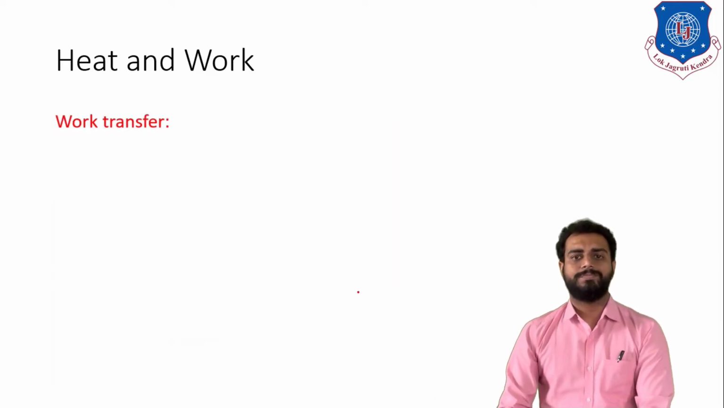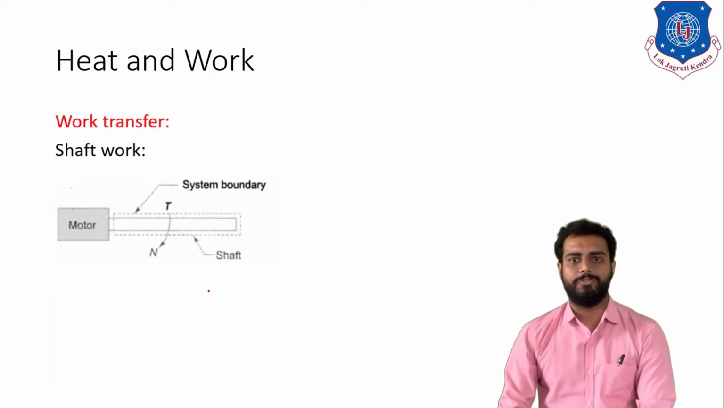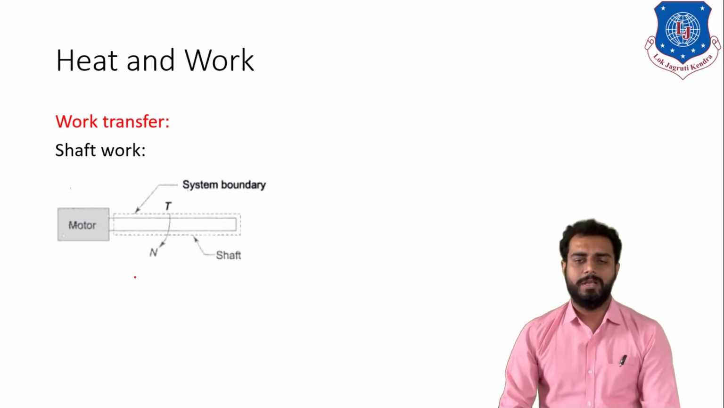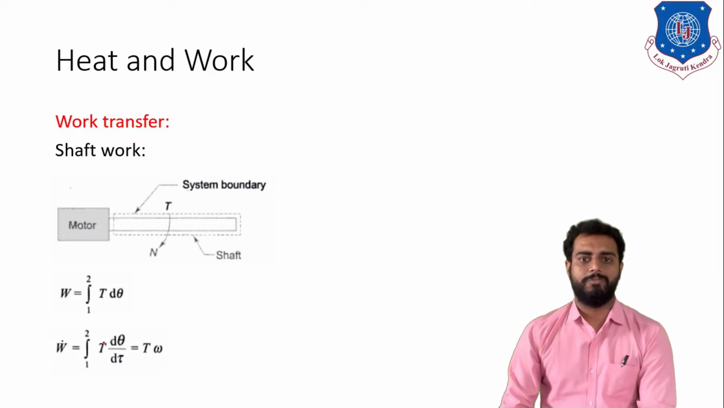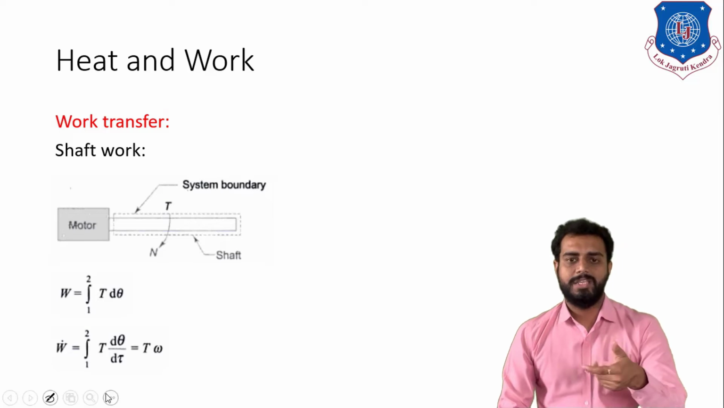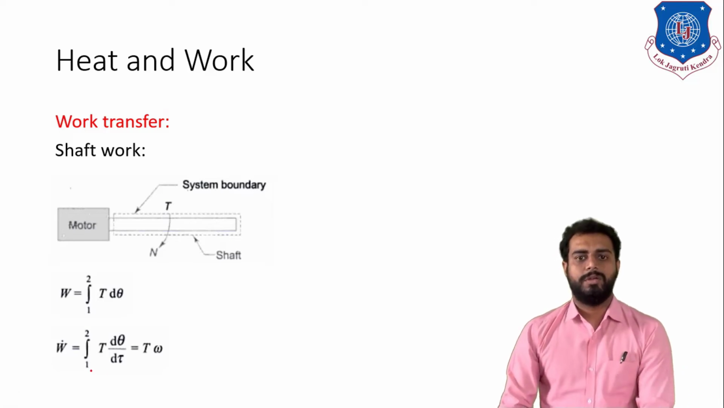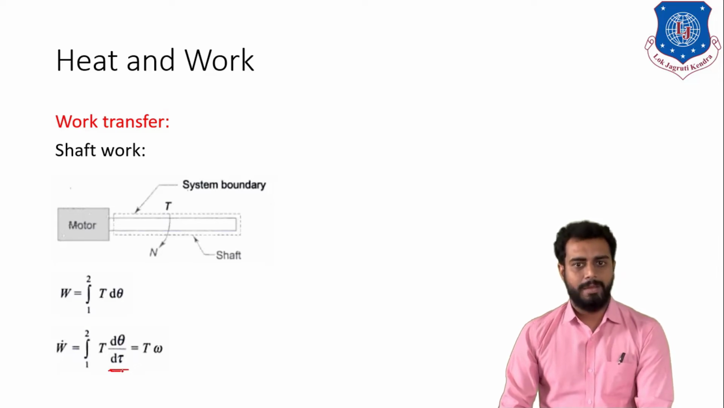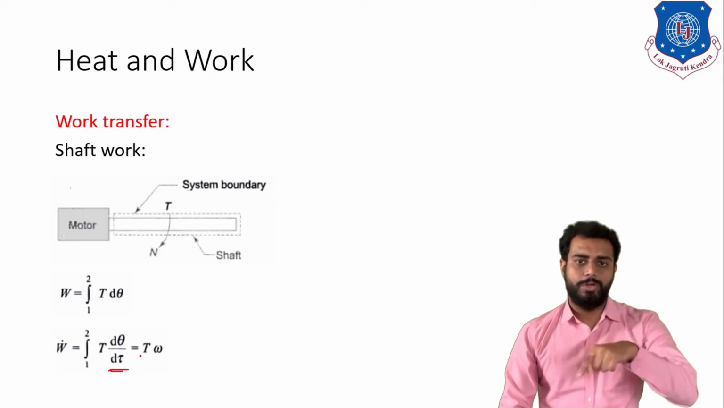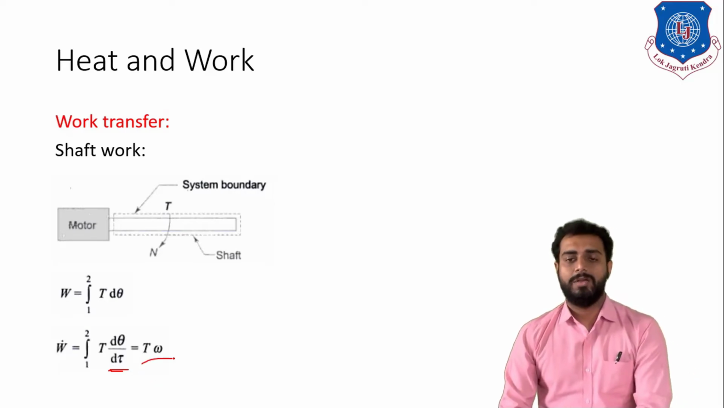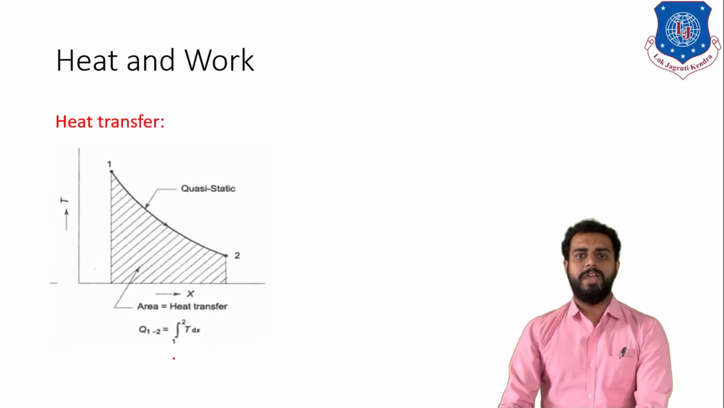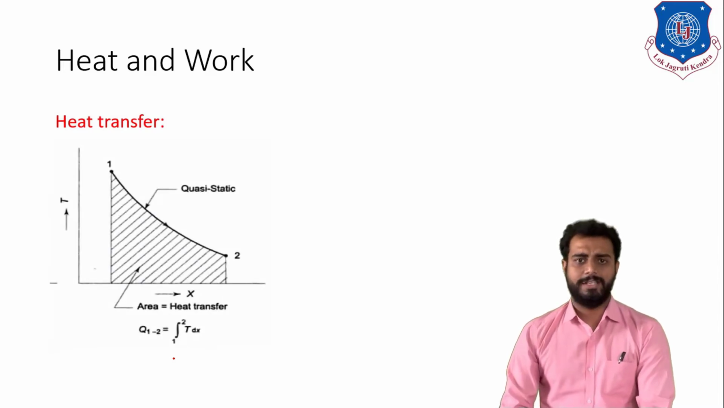Now work transfer. Another work is shaft work. Shaft work is what? Simple. A motor is connected with the shaft, and if the shaft rotates, then the shaft work will be how much? So shaft work will be T d theta, where theta is the angle. Together it will be defined as d theta by d tau if you divide it by time, because angular revolution is occurring when the shaft rotates. So it will be T omega. Now same way, heat transfer.